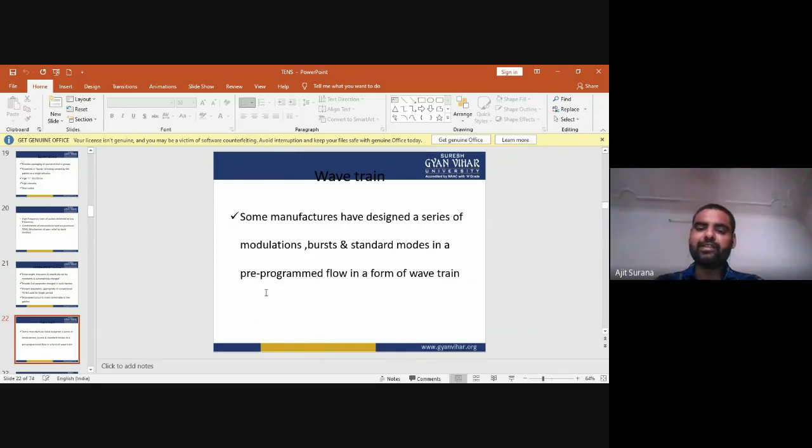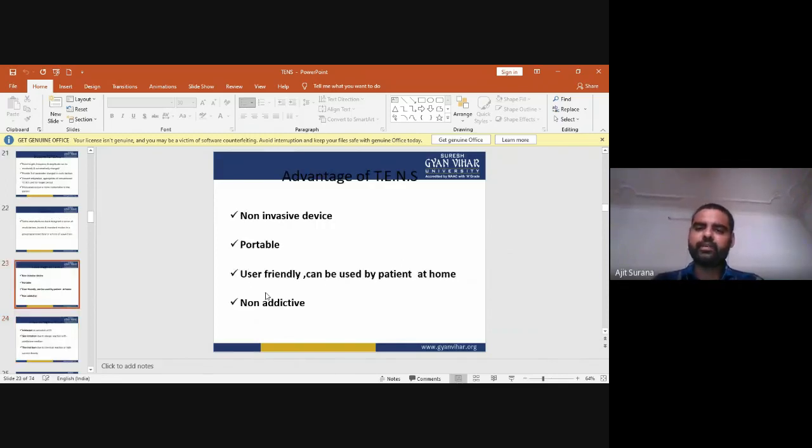Now the wave train. Some manufacturers have designed a series of modulation, burst, and standard modes in a pre-programmed flow in the form of a wave train.